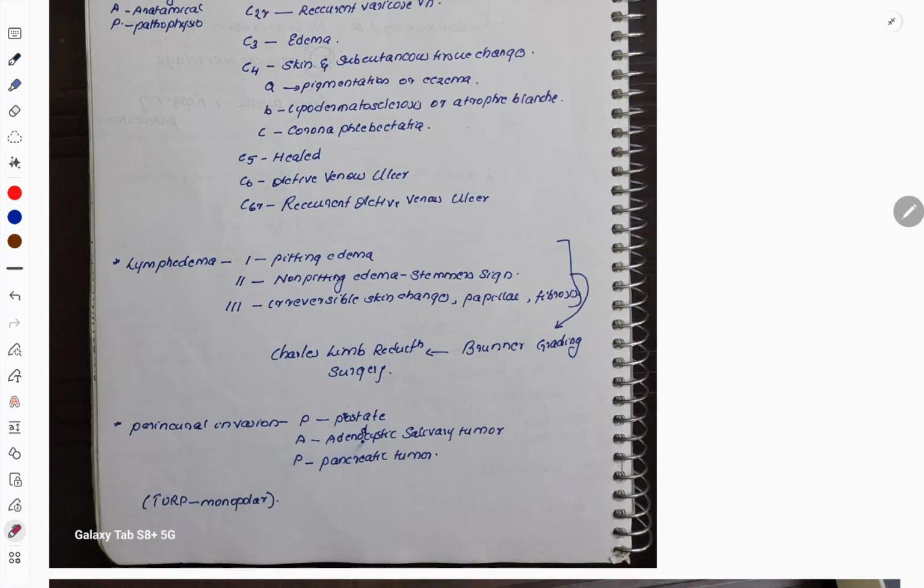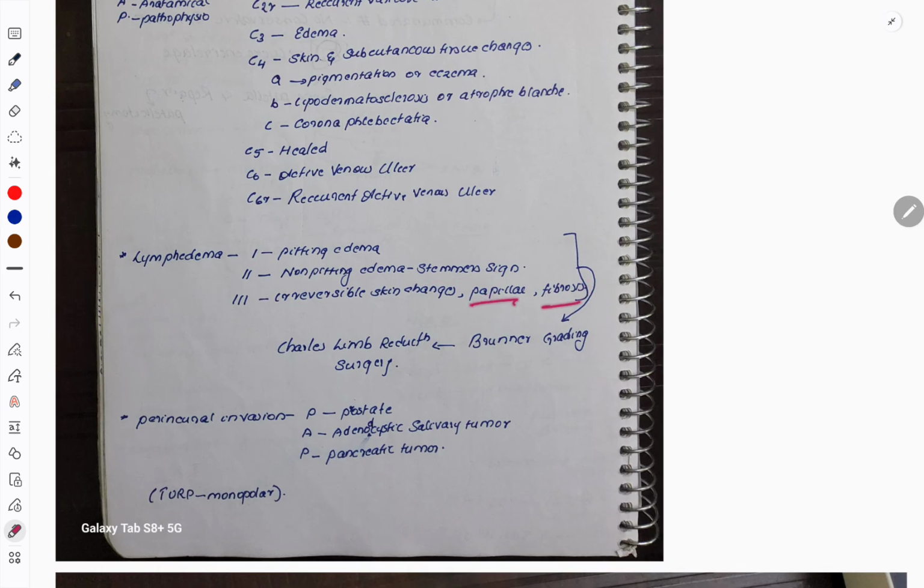Lymphedema is divided into 1, 2, 3. Grade 1 is pitting edema, grade 2 is non-pitting edema, which is also known as the Stemmer sign, and we have grade 3, which is associated with irreversible changes. It has papillae and fibrosis. This grading is known as the Brunner's grading. So for lymphedema, you have the Brunner's grading. 1 is pitting, 2 is non-pitting, known as the Stemmer sign, and 3 is irreversible skin changes. For this, we do a surgery known as the Charles limb reduction surgery.